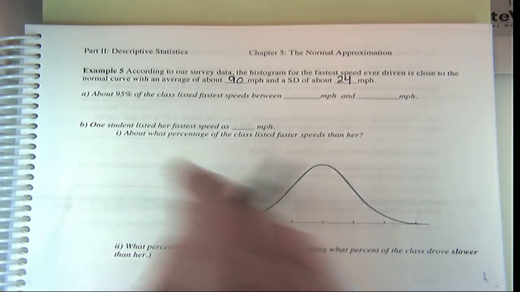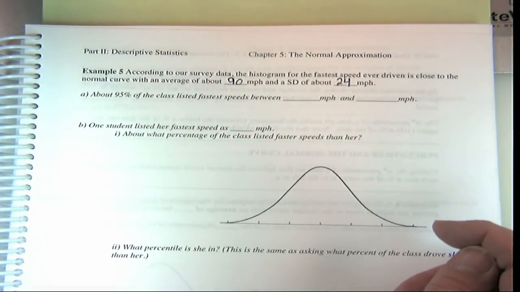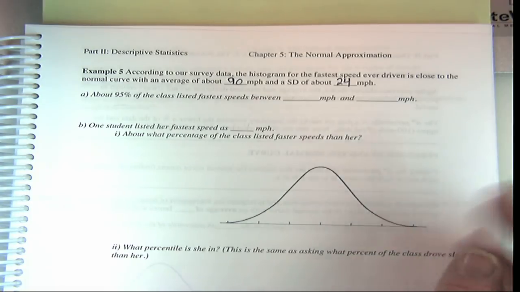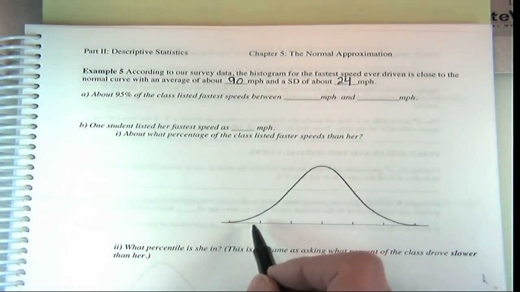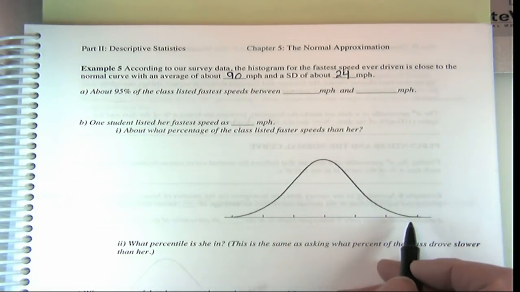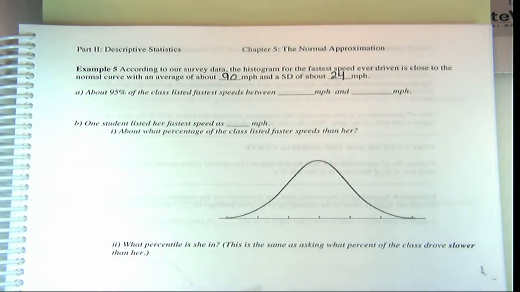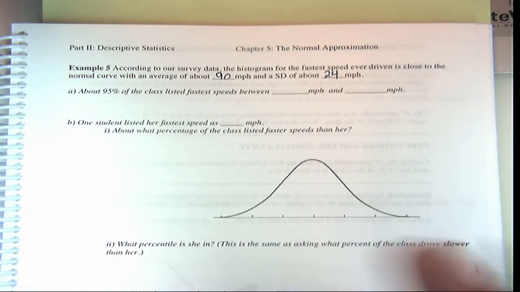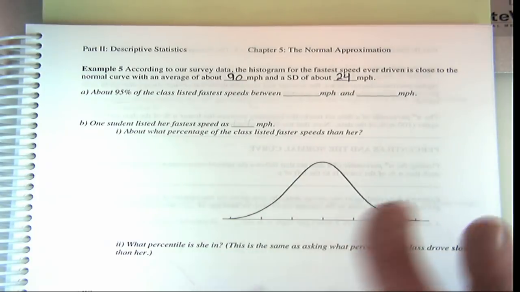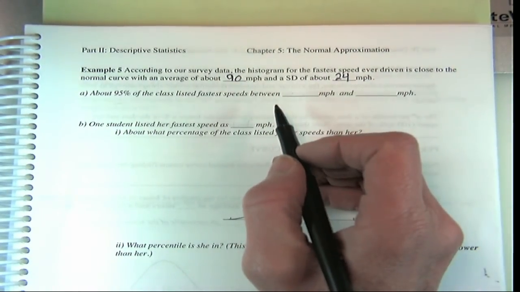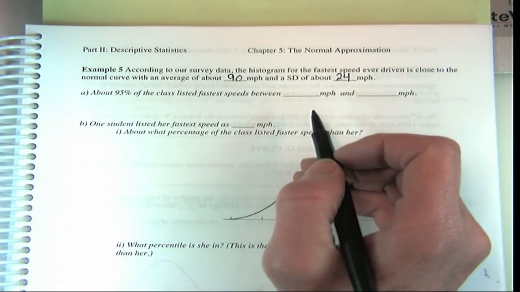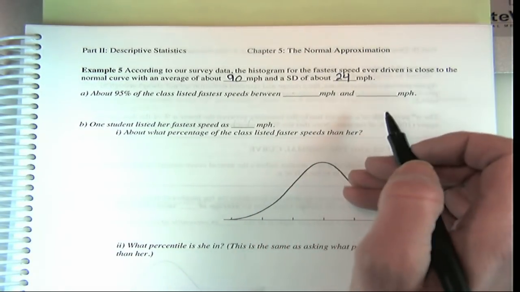So what I did was this only includes the 320 people who've driven. Otherwise, the data really has a big spike here at 0, and then approximately follows the normal curve. So I removed that spike because we couldn't use a normal approximation unless our data is normal. So if you just look at the people who've driven, it's about that. So about 95% of the class would list their fastest speeds between what and what?